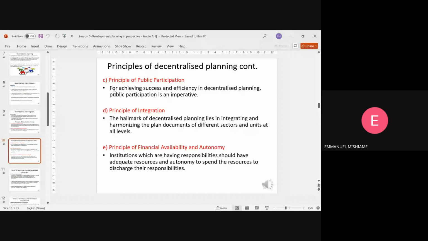All right. Now, the last principle is the principle of financial availability and autonomy.